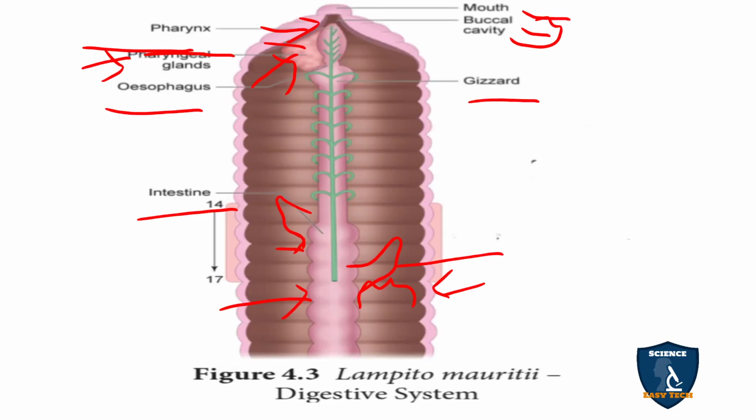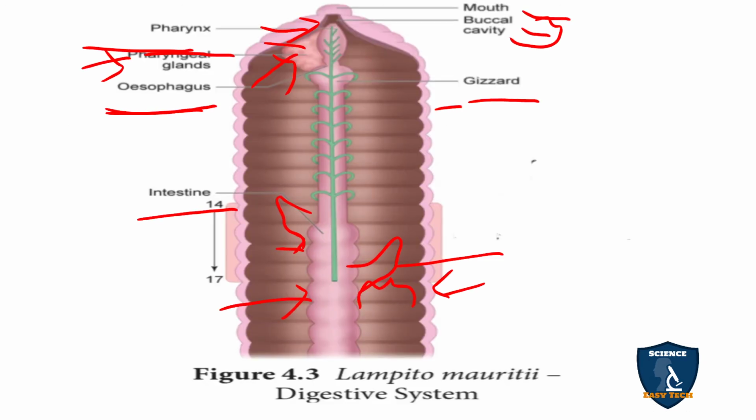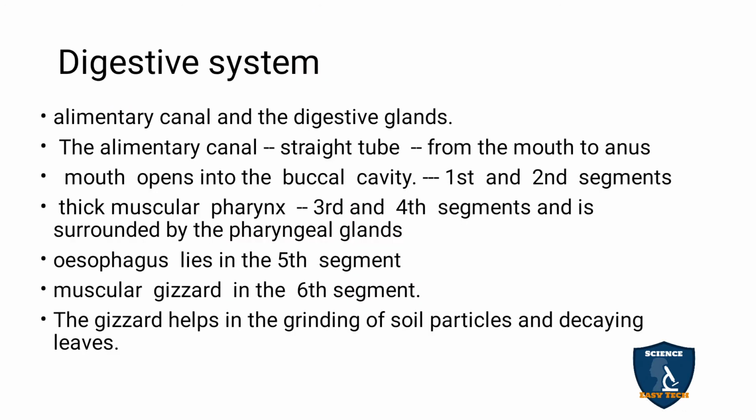The esophagus is seen in the fifth segment. And there is a muscular gizzard. After the esophagus, you can see the muscular gizzard in the sixth segment.